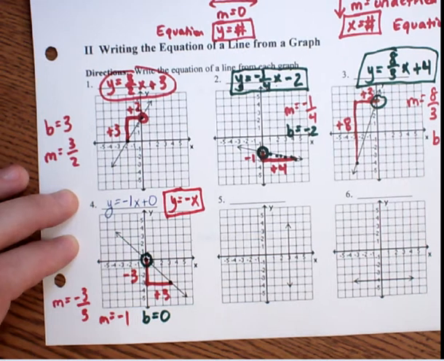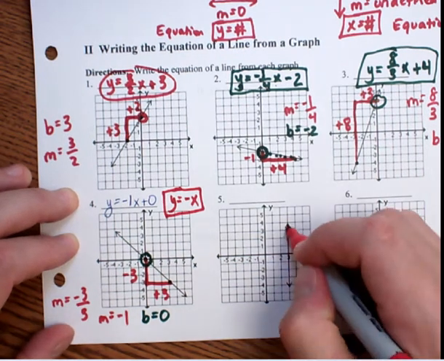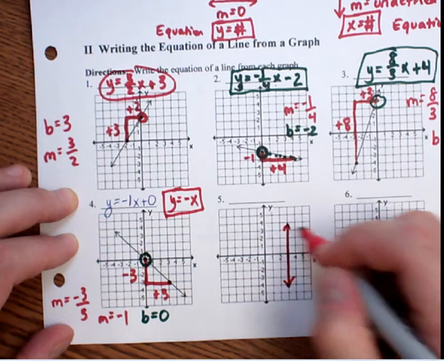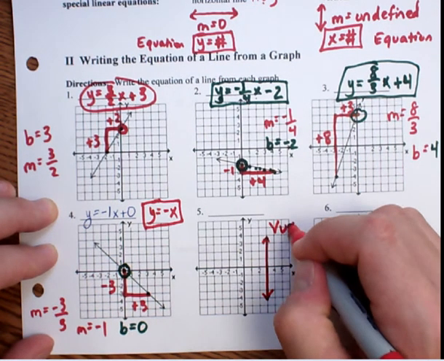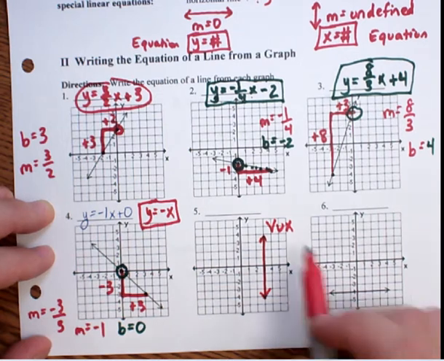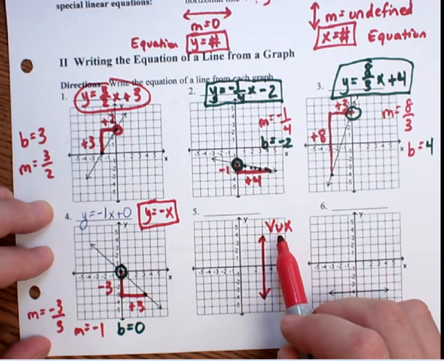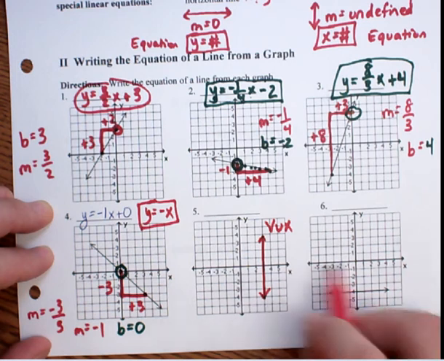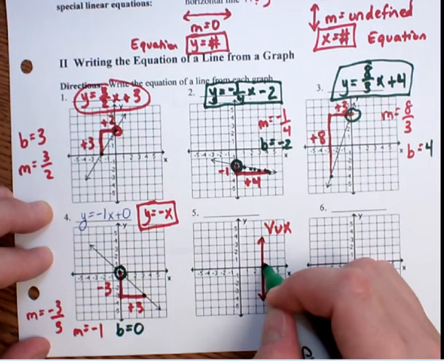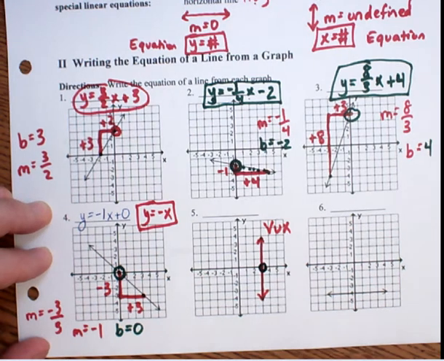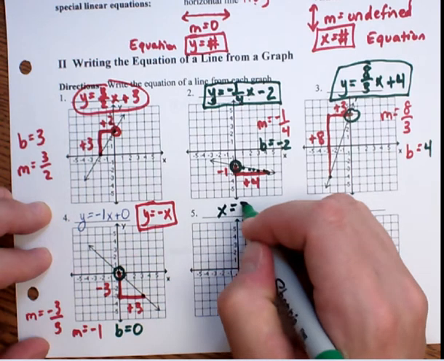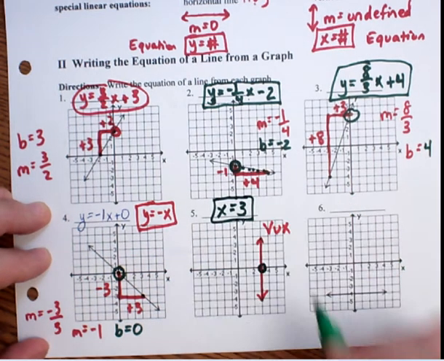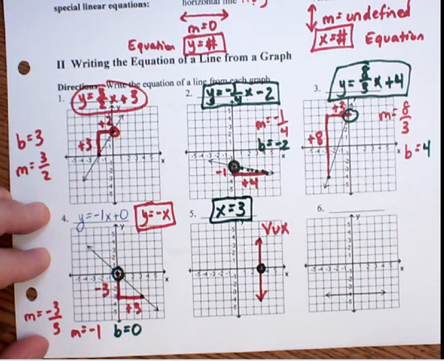Okay, number 5, that's a vertical line. So we're thinking horizontal, vertical. Well, this would be vertical. Now the slope is undefined, but that's not the answer. They want the equation. The equation is x equals some number. Well, the number is where we cross the x-axis. 1, 2, that's positive 3. So the equation is x equals 3.